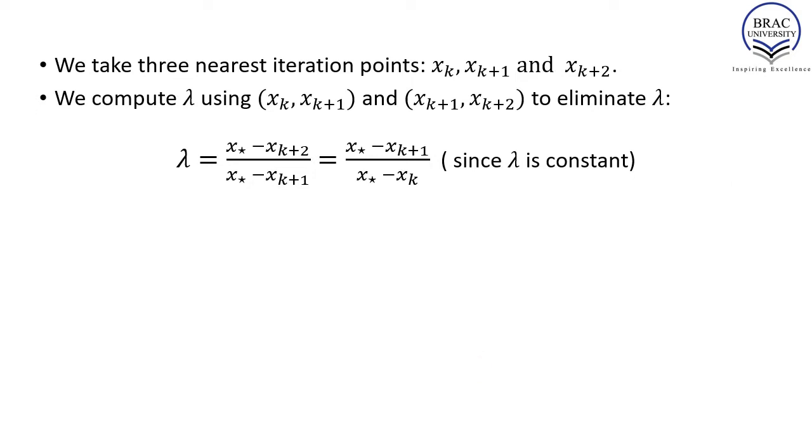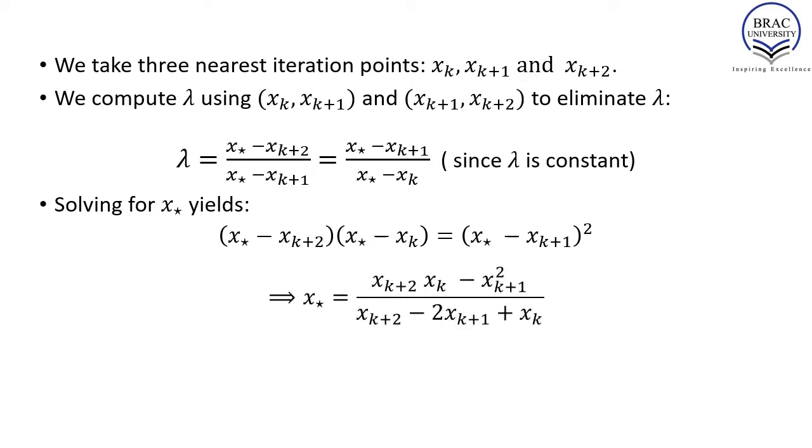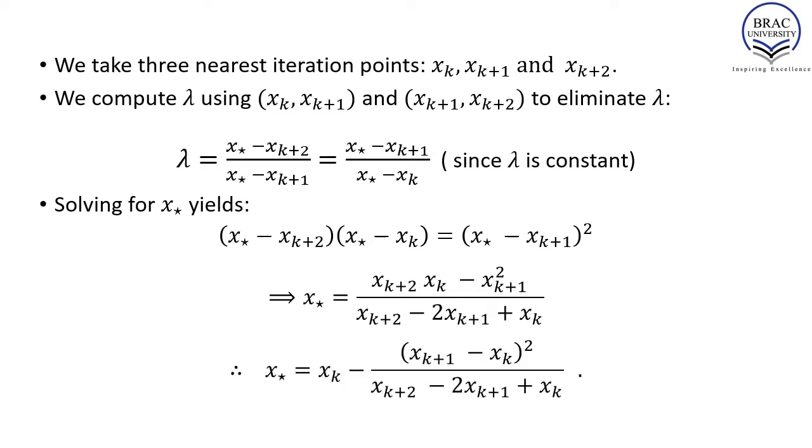Solving for x star gives us this equation. We do some algebra to solve this, and we can write it in this format: x star equals a ratio of two terms. Now these two terms can be written in a simplified form. x star equals x_k, the kth iteration, minus the other term, which is (x_{k+1} minus x_k) whole square, divided by x_{k+2} minus twice x_{k+1} plus x_k.